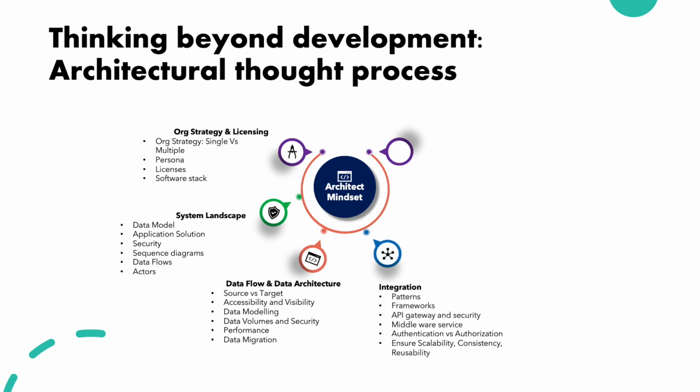Next thing is integration. Being an architect, you should think about all the different integration architecture patterns and think about which one will be best for your project. Know about the different frameworks, know about the API gateway and security, and be aware of when to use middleware services. And a major thing when you're implementing the integration: you should also know about authentication versus authorization, and when to use which particular OAuth principle based on the different implementation, and ensure scalability, consistency, and reusability, so that whatever framework you are choosing and building can be reusable.